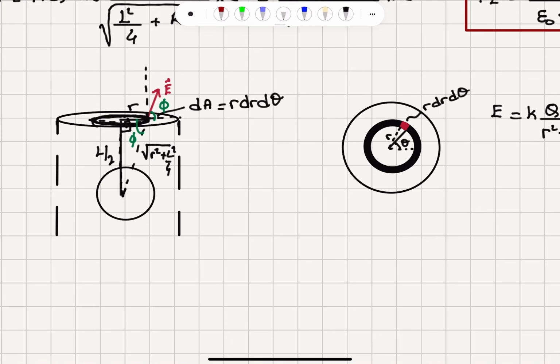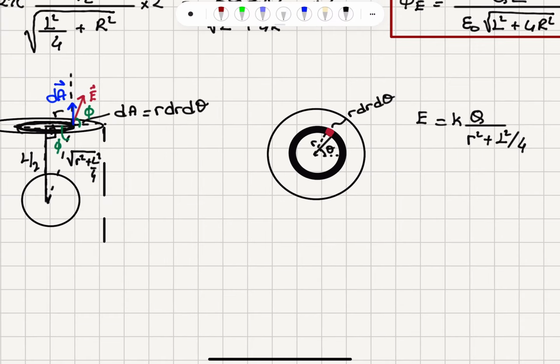Now this electric field, which is pointing radially outward from the sphere, actually has a component in the direction of the area vector. This area vector will be pointing in this direction, right? So this will be the direction of the area vector. This is the dA vector. So we need to consider E sine phi, where phi is this angle, and we can determine what sine phi is from this right triangle. Here it's L over 2 divided by the hypotenuse.